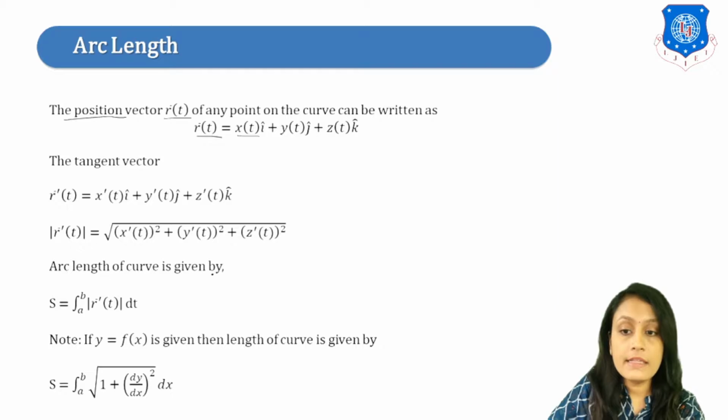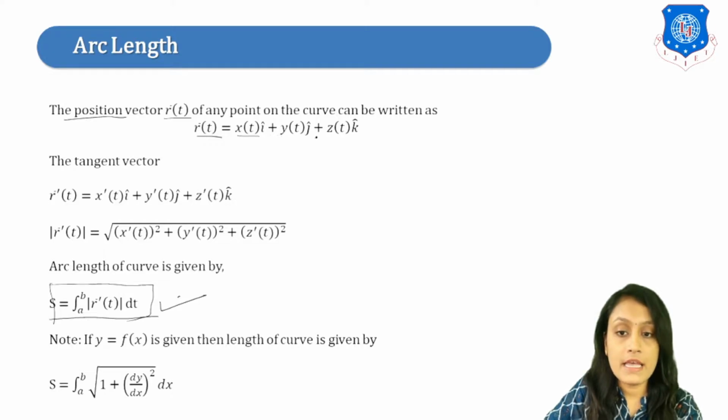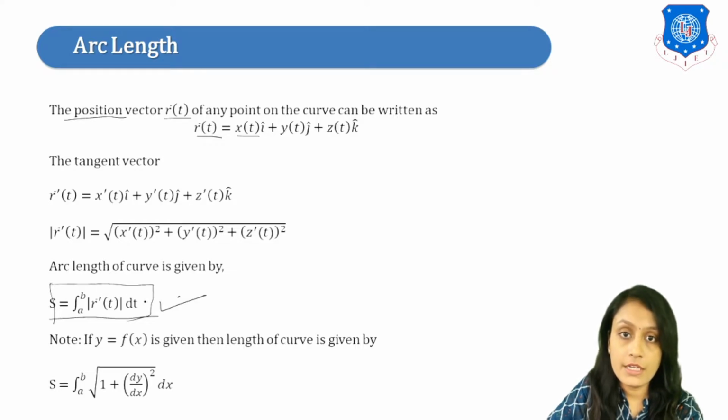Now the arc length of a curve is given by the formula s is equal to integration a to b mod of r dash t dt. So whenever we have to find arc length, we will use this formula. R will be given to you in the form of xi plus yj plus zk. First we have to find its derivative and then we have to find its magnitude, and at last we have to substitute in this formula, and on integration we will get the arc length of the curve.